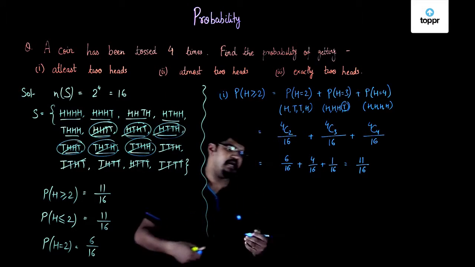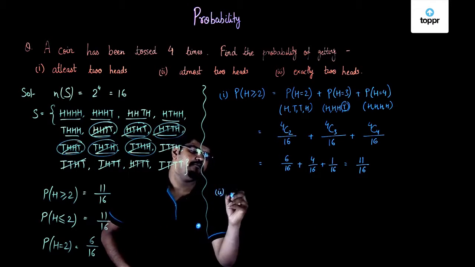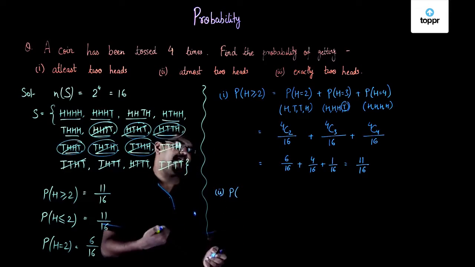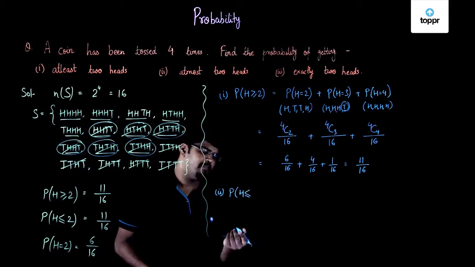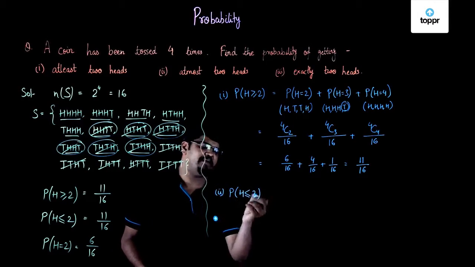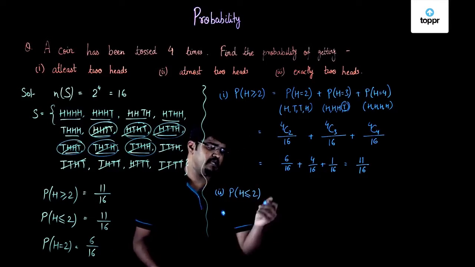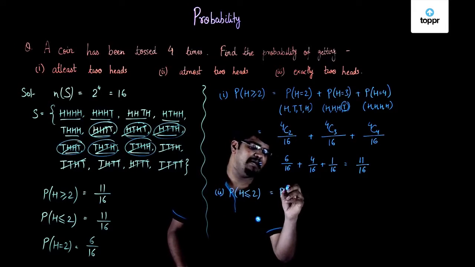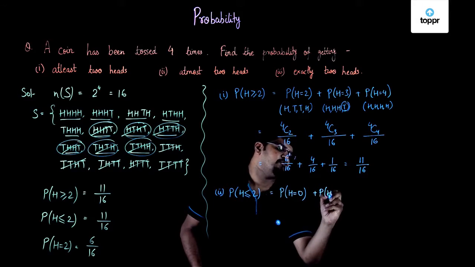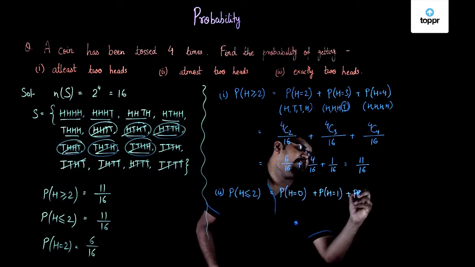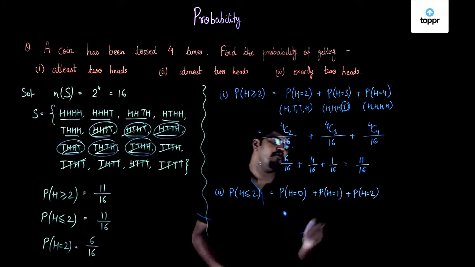Now for the second part, that is for P of at most 2 heads, the probability of getting at most 2 heads, it will actually be the same thing here, but the only change will be that the number of heads will be less than or equal to 2. So I have to consider the probability when head is equal to 0, or when head is equal to 1, or when the number of heads is equal to 2.